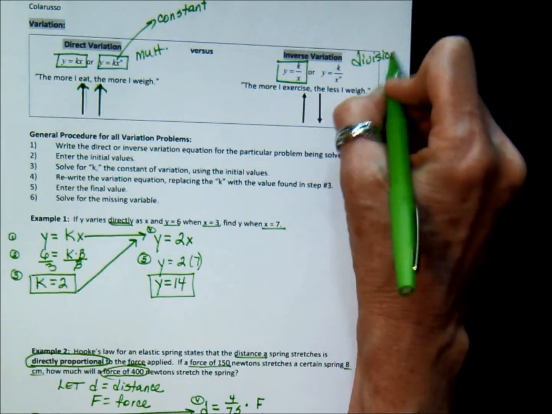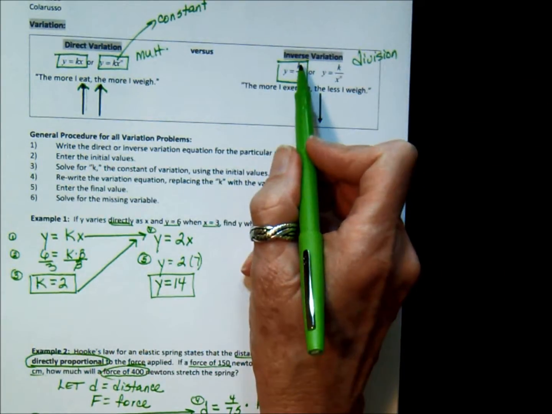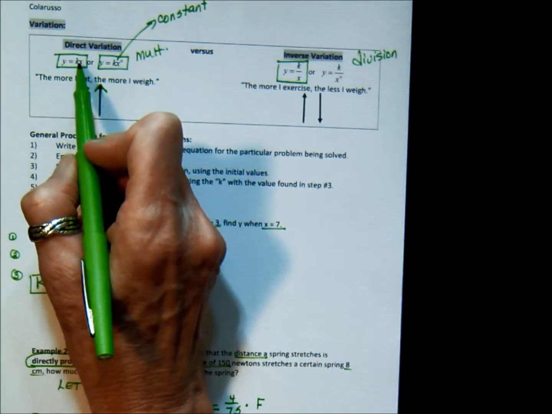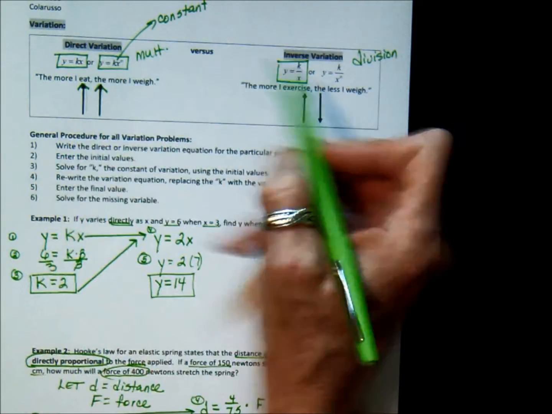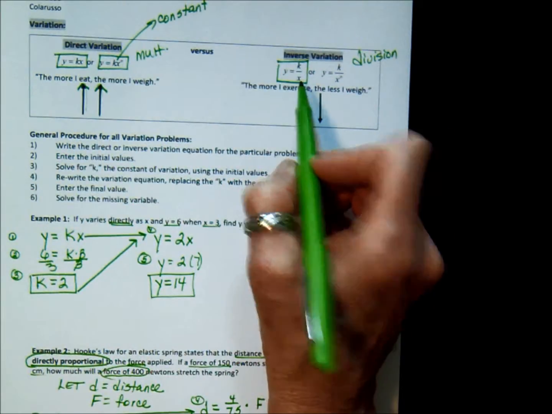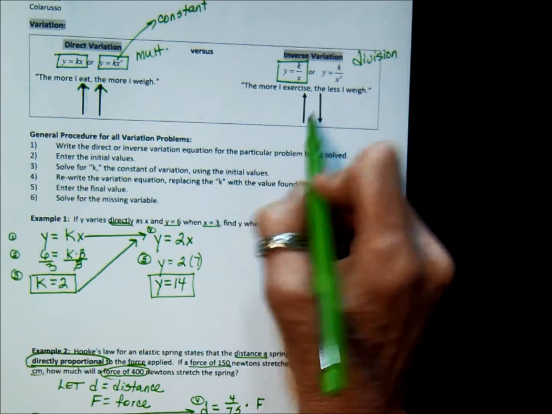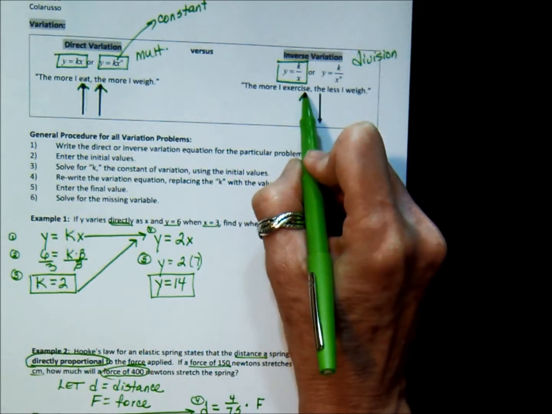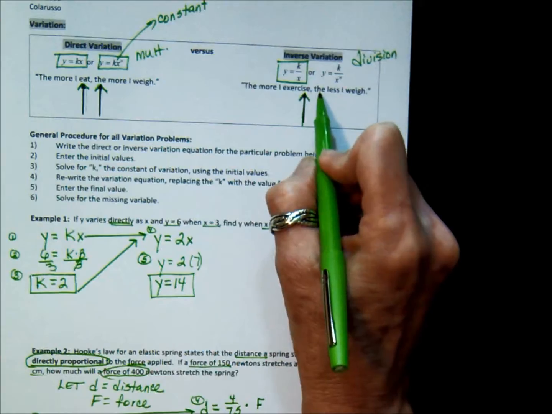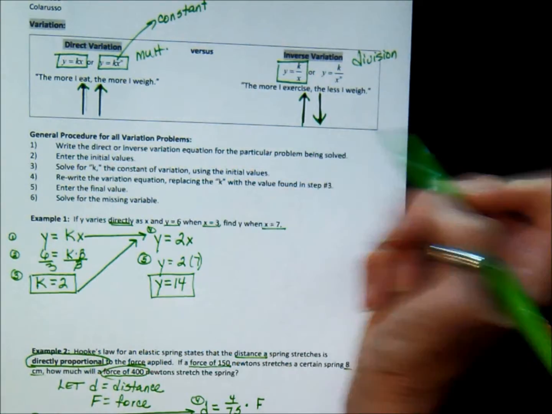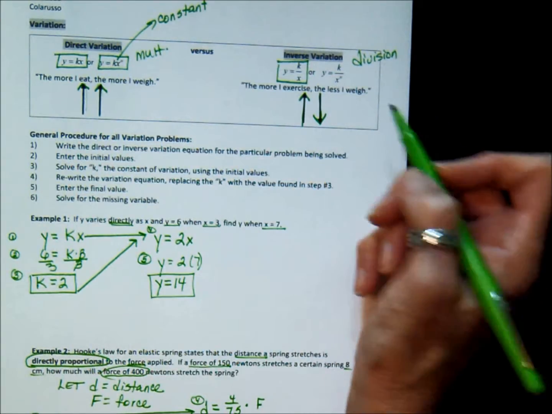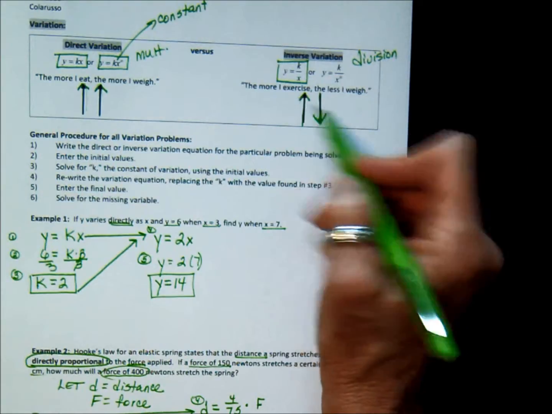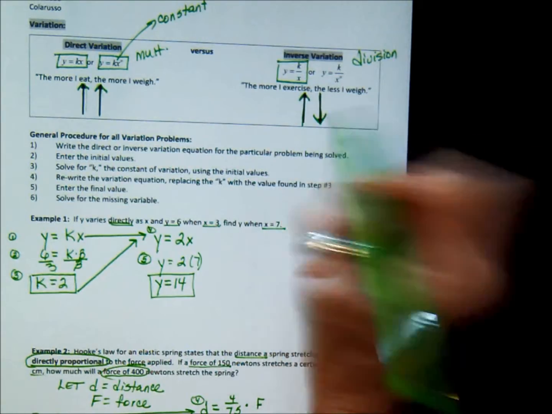They both still start with y equals k. This one is multiplied times x. This one is divided by x. Here's an example. The more I exercise, so this one is going up, the less I weigh. It going up causes this one to go down. So they are related in an inverse manner. One goes up, the other goes down.